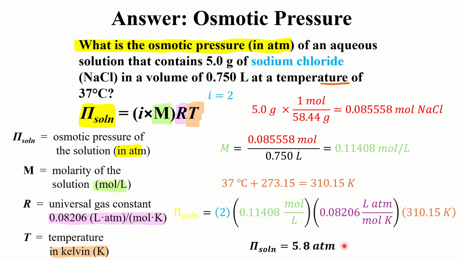So when we plug this in and solve, if you follow the units, see right here, moles cancel, liters cancel, and Kelvin cancel. The only unit that remains is atmospheres. Makes sense. We're solving for a pressure, and the correct answer here is 5.8 atmospheres.